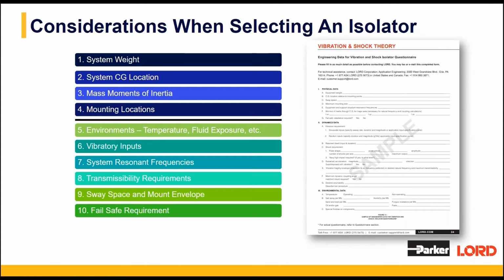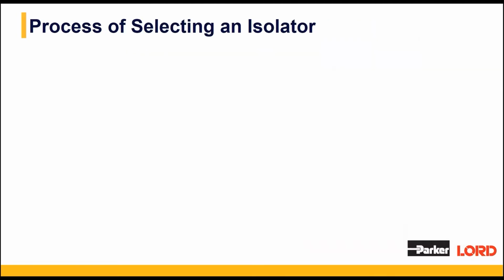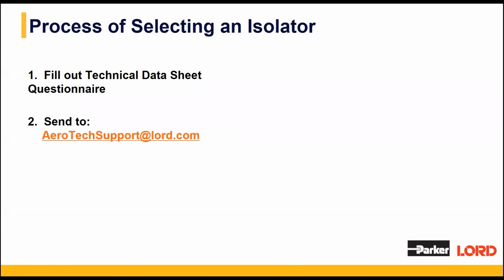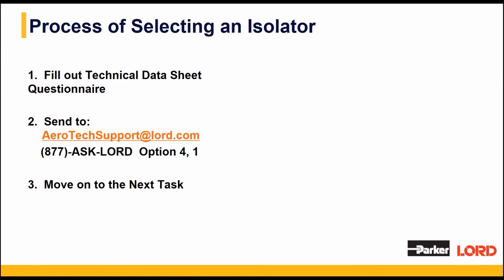On the right-hand side, I'm showing an image of our technical data sheet, or the questionnaire. It's in our catalog. It's intended to be a way to start a discussion with our technical group and understand what characteristics may need to be considered when mounting a system. So the process for selecting an isolator. Step 1, fill out that technical data sheet. Step 2, send it to our Aerospace tech support email address. This is an email address that we always have an engineer on hand reviewing, providing recommendations or technical guidance for our catalog products and materials. Or you can give us a call and then move on to the next task. All right, so I joke about that as well.